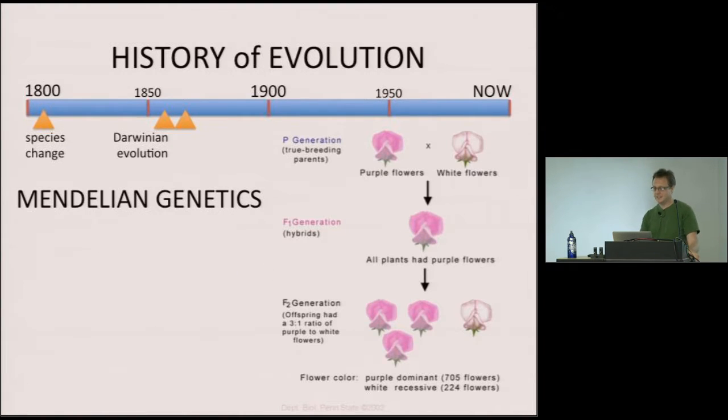So Mendel did this experiment. He crossed purple flowered pea plants with white flowered pea plants. And to his surprise, he didn't get this blending, this pink flower. He got all purple flowers. And he thought that was weird, so then he took these purple flowered plants and he self-pollinated them. So he mated them with themselves. And then all of a sudden he got this segregation of some plants, some offspring that were purple and some that were white.